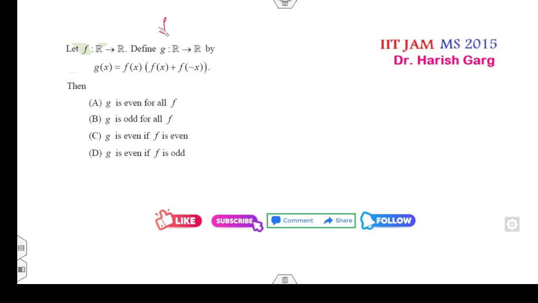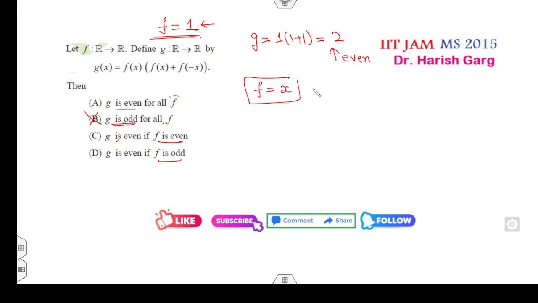Okay. Again, that's very simple. I can choose any f. Let's say f is 1. Then it will be 1 into 1 plus 1, that is 2, which is even. So g is even for all f, or g is odd for all f. The first option is cut. If f is even, g is even. If f is odd, take f as x, which is odd. Then what is the value of g? x into x minus x, which is 0, and that is an even function.